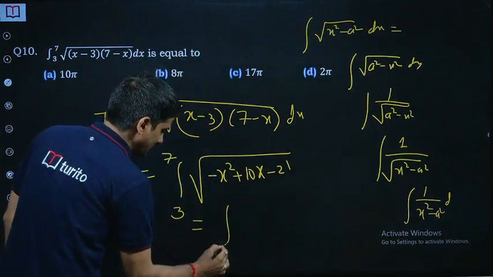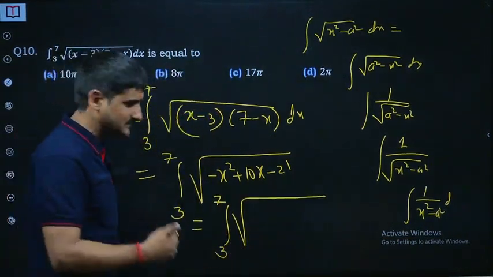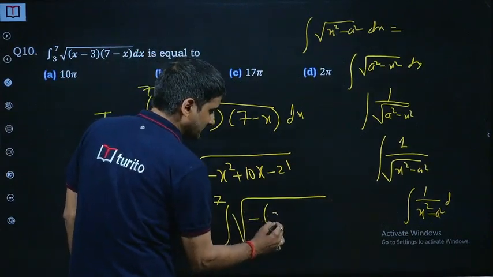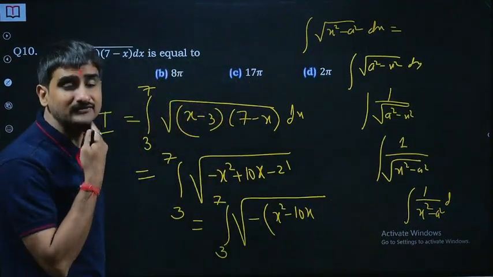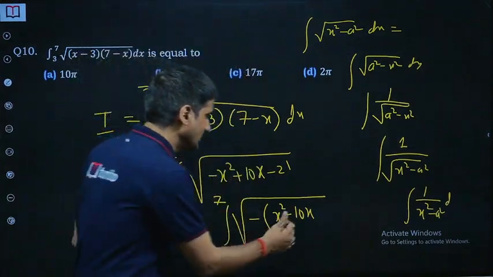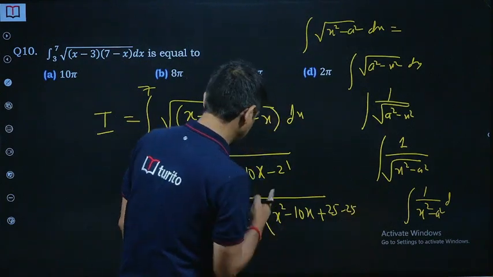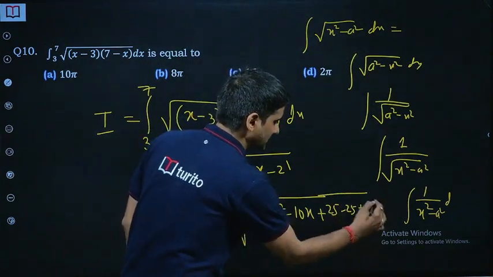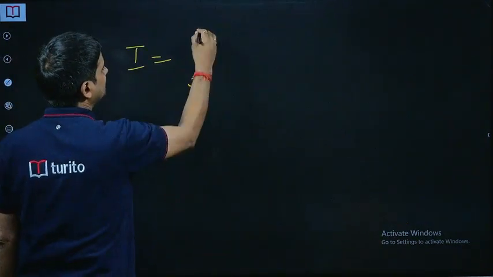Okay. So 3 to 7, we will convert it to perfect square form. So taking minus common, it's x square minus 10x. Okay, so what do we do? We add and subtract the half times coefficient of x, which is minus 5, square is 25. So I will add 25 here, I will subtract 25 here, and then since I took this common, plus 21 here, nothing else is required. So I is integral from 3 to 7.